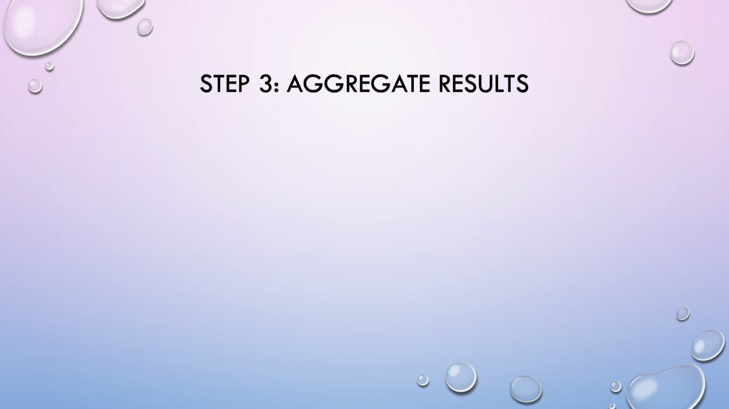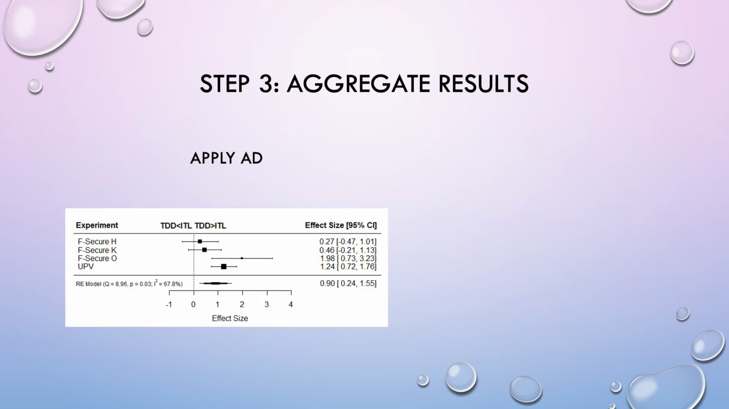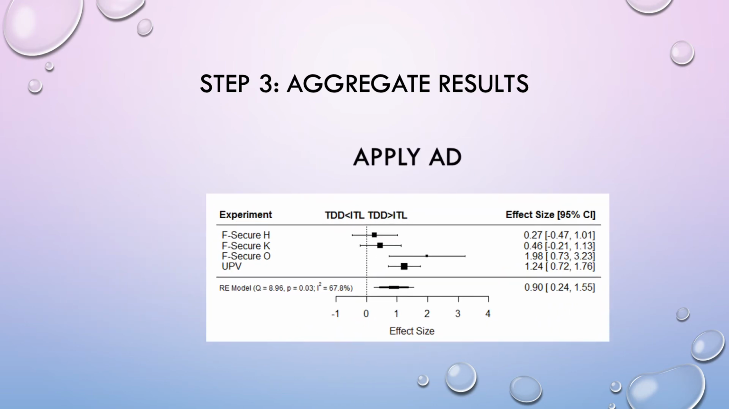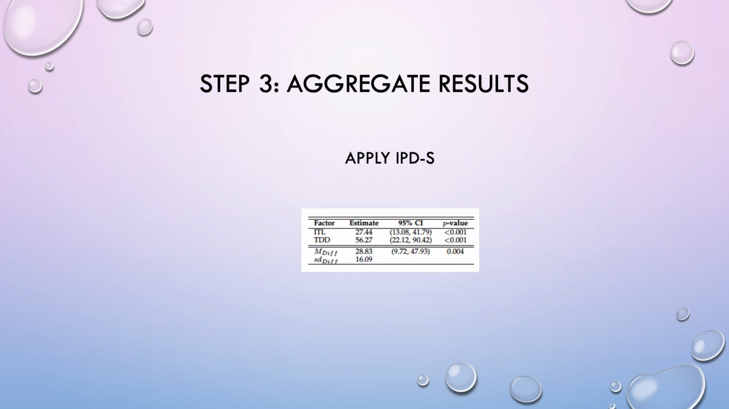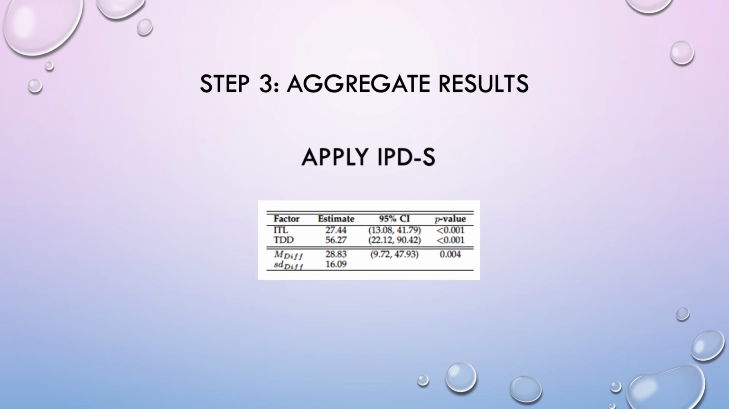The objective of the third step is to increase the reliability of joint conclusions by applying AD and IPDS in tandem. AD shows that TDD outperforms ITL and that the joint effect size is large and statistically significant. However, there is a medium heterogeneity of results. This means that moderators should be identified to explain this heterogeneity. IPDS confirms the statistical significance of results observed with AD. Additionally, it shows that TDD doubles the performance of ITL.